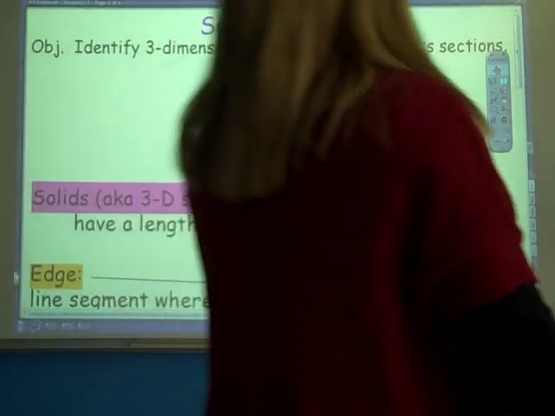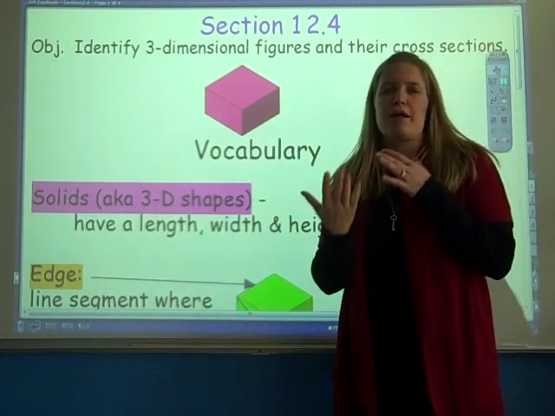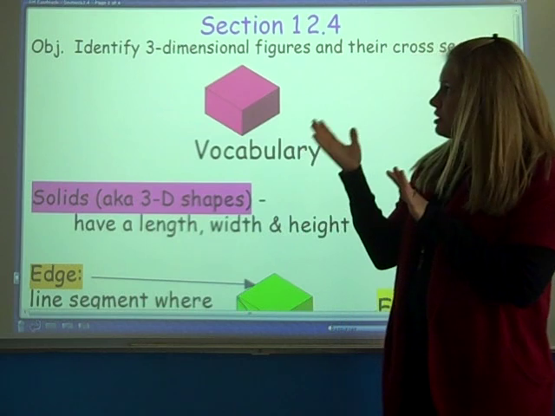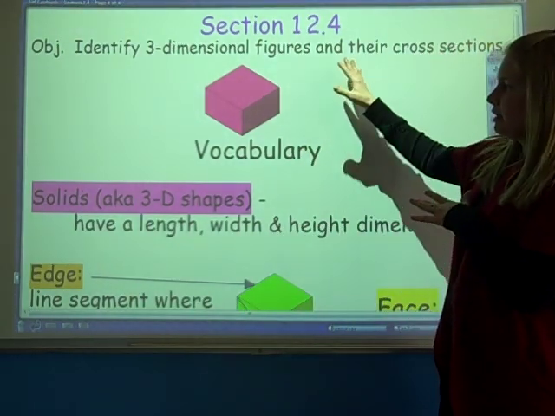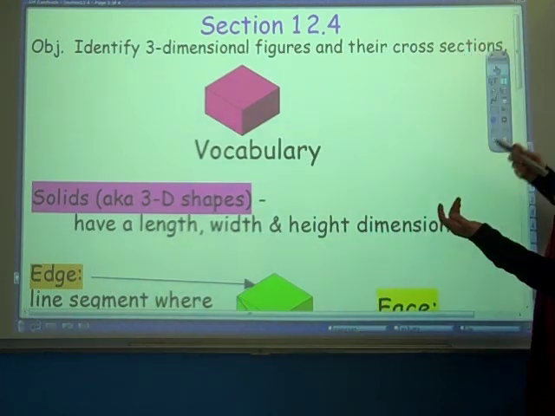Okay, hello everybody. Today we're going to be doing section 12.4, which is kind of just learning about three-dimensional figures and something called cross-sections, which is cutting a 3D shape. A lot of vocabulary again. This is how the geometry unit is. So let's get to it.